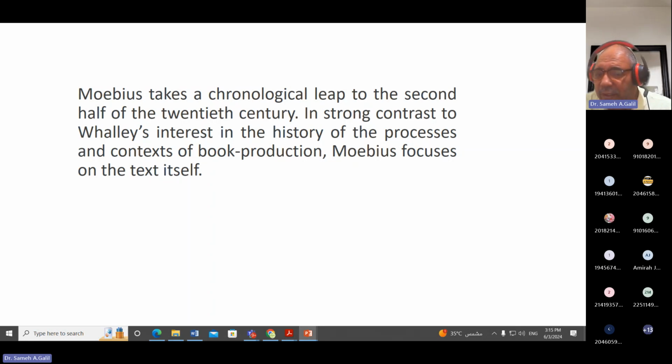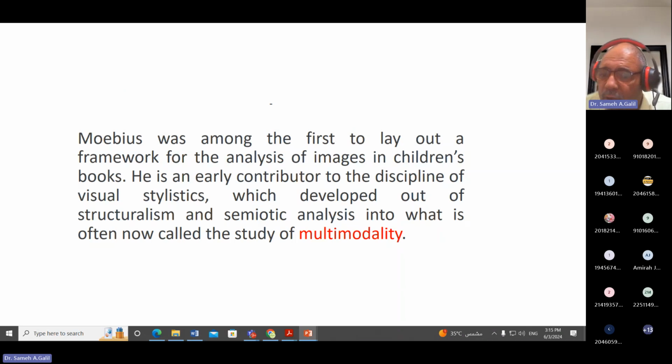While earlier interests were extrinsic, or outside, interested in the history of this kind of literature and how it was produced and how it was received, with Mobbes the focus is on the text itself. So Mobbes is a pioneer in the sense that he is one of a few who started to analyze the images, so much so that he is now known as a big name in the field and discipline of visual stylistics. He is an early contributor to this field, where you focus on the words and also on the images, and you put them together and come up with a meaning.